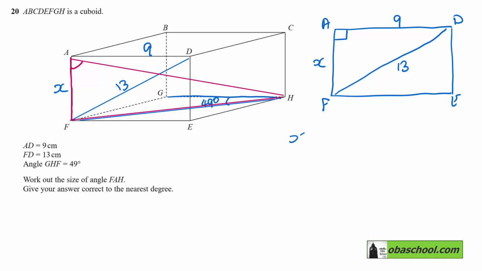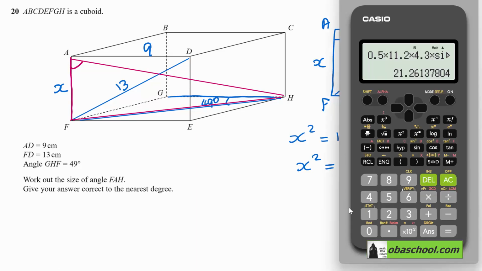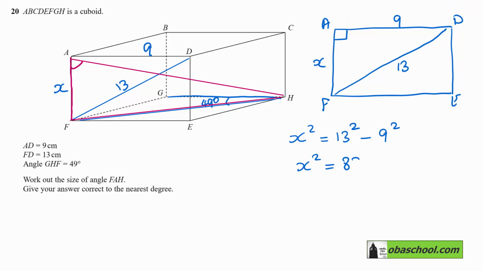Now using Pythagoras, X squared is going to be 13 squared take away 9 squared. So 13 squared is 169. Take away 9 squared, which is 81. So that one is 88. And that means X is equal to the square root of 88. We don't need to work that out as a decimal. We can just use that value as the square root of 88.